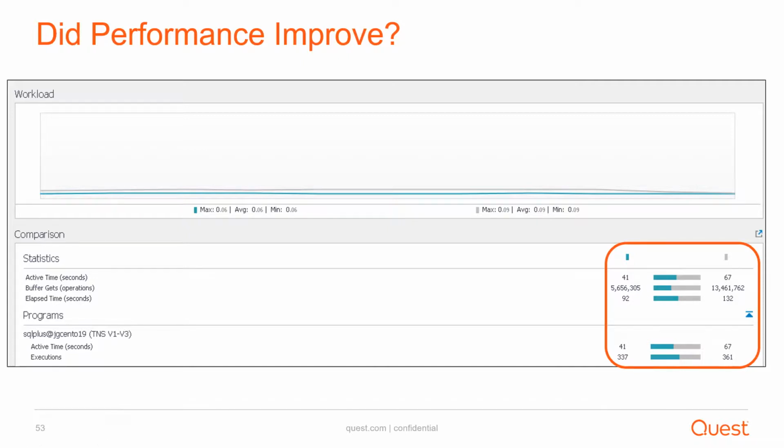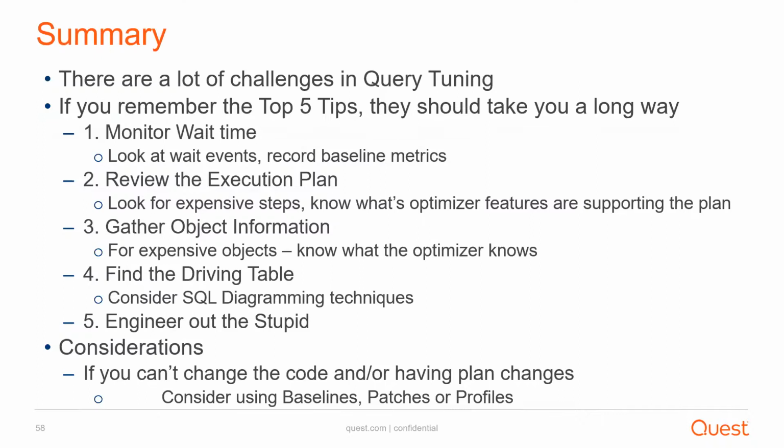So in summary, there are a lot of challenges with tuning, but if you remember my top 5 tips, they'll take you a long way. Monitor wait time, look for wait events, record baseline metrics, review the execution plan, look for the expensive steps, know what optimizer features are supporting that plan, and then gather object information for expensive objects, know what the optimizer knows, and then find the driving table.